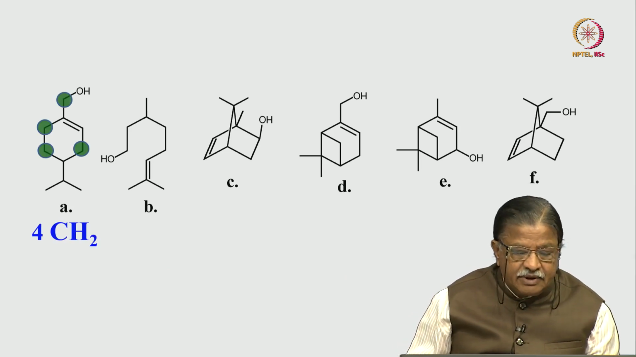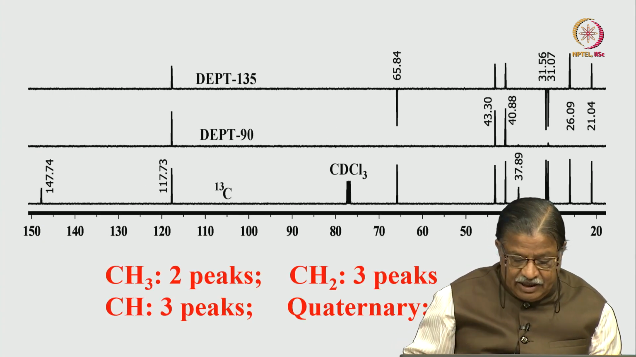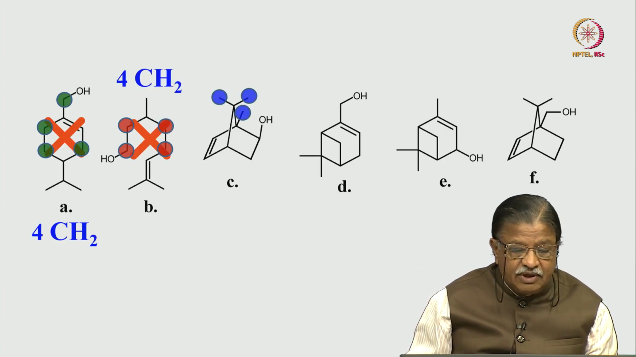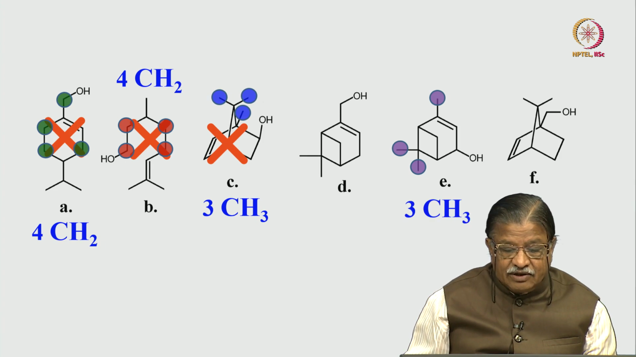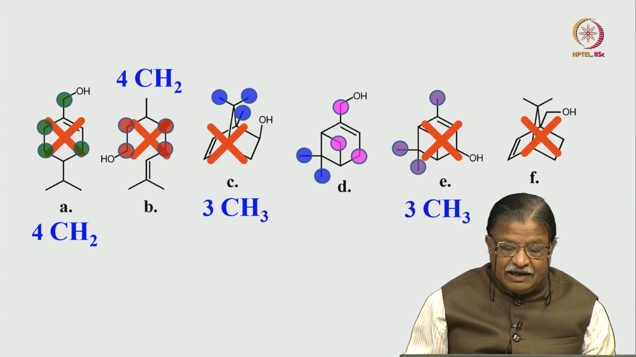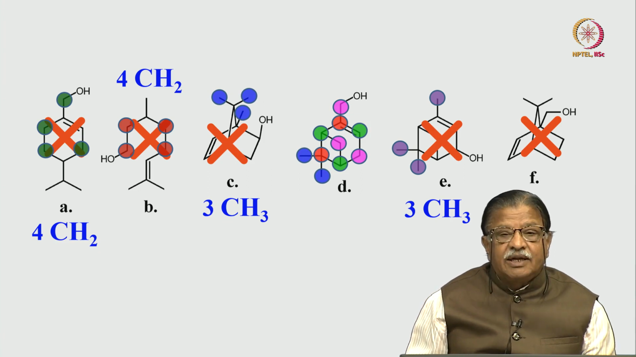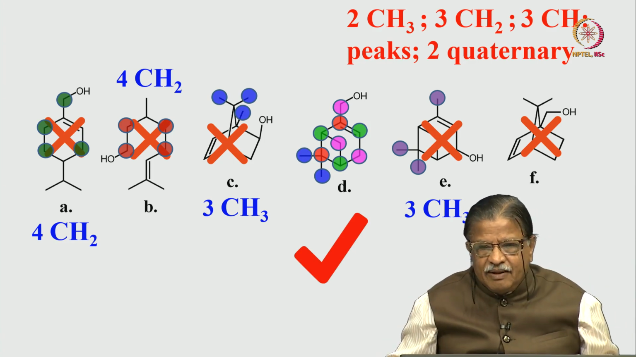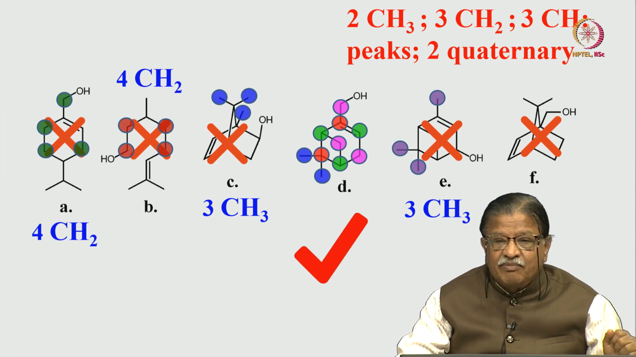Of course, there are 4 CH2s, that is ruled out, because according to that we need to get only 3 CH2s. What about this? This is 4 CH2, that is also ruled out. This one has 3 CH3, that is ruled out because we wanted only 2 CH3s. Look at this one, this is 3 CH3, that is ruled out, this is also ruled out, and finally what is left is this molecule with 2 CH3, 3 CH2, 3 CHs and 2 quaternary, and that must be the structure of the molecule. So using the DEPT experiment from carbon 13, very easily we can make the assignment and get the correct structure of small molecules like this.